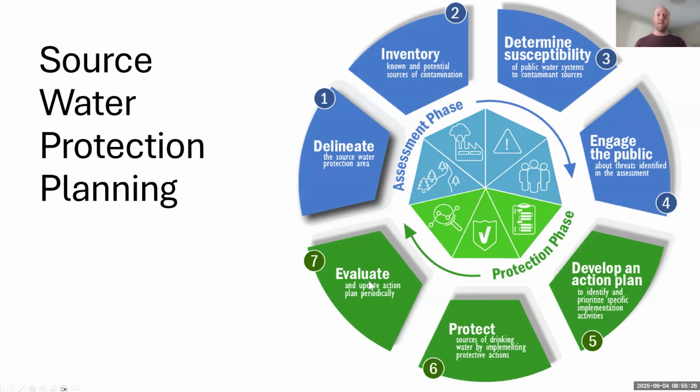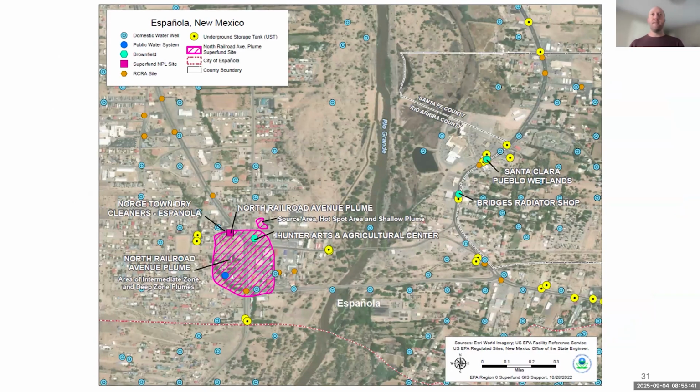This is not something that is one and done. You want to constantly go through this process to think about what the sources are and how to keep protecting your water source from these adapting threats of contamination. Just to look at one of those, this is one that we did for the city of Espanola, New Mexico. You can see a bunch of different things here.